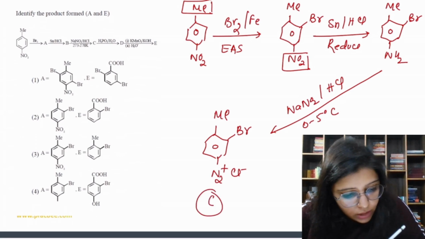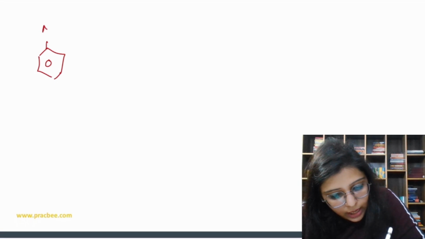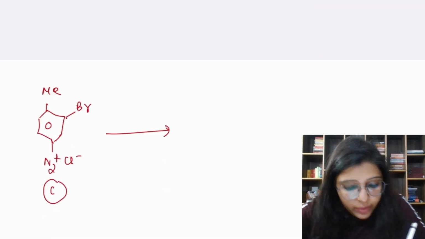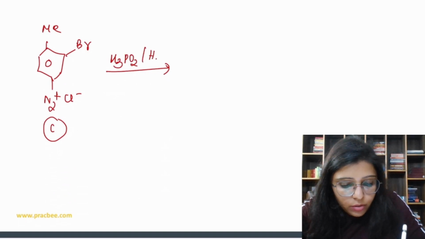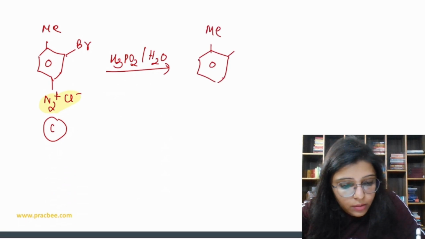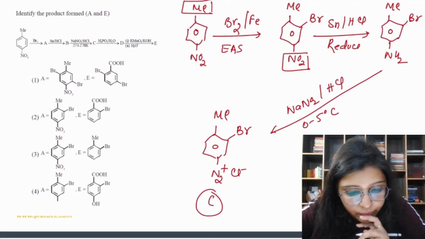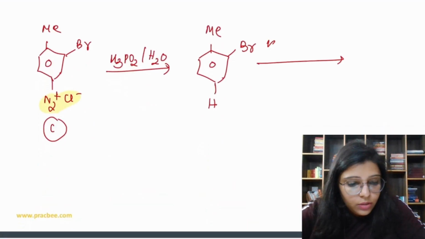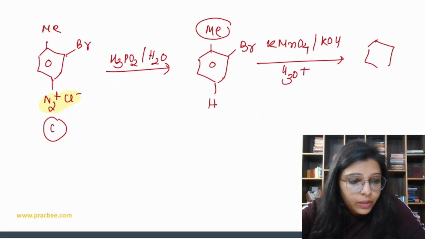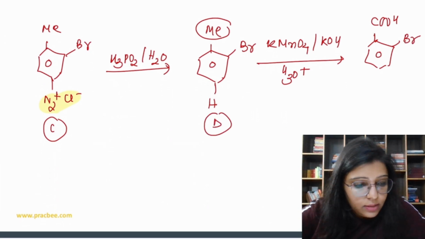This is C. Now this Me and we have Br, N2+ Cl-, the C, on reaction with H3PO2 and water. H3PO2 and water, N2+ is converted to hydrogen. ठीक है? So we have Me, Br, H. Then KMnO4, KOH and H3O+. So the methyl group is converted to carboxylic acid. Okay, bete. So this is D and this is E.